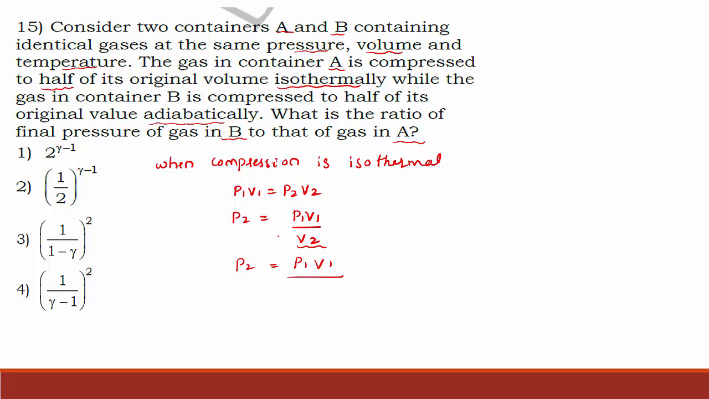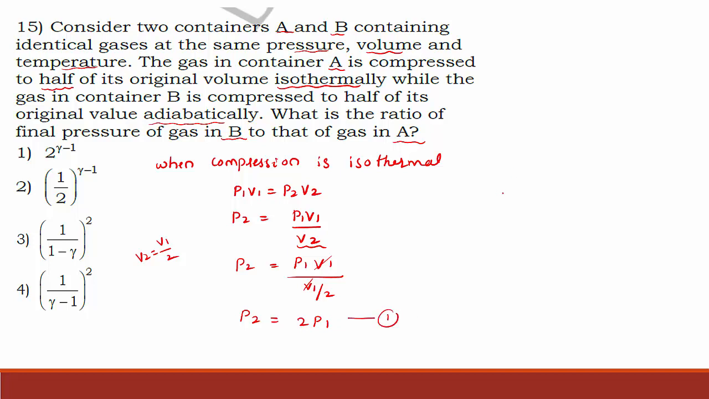Original volume we can take it as V2. So when it is compressed, I can take V2 equal to V1 divided by 2. Substitute here V1 by 2. So we can get P2 equal to, V1 will get cancelled, 2 times of P1. This is for the container A.